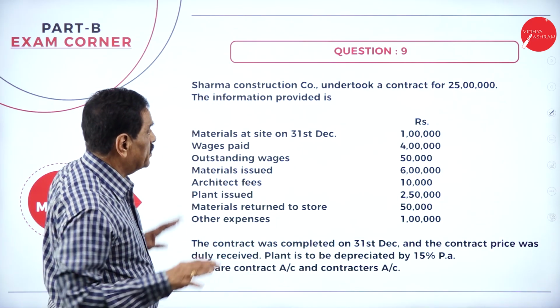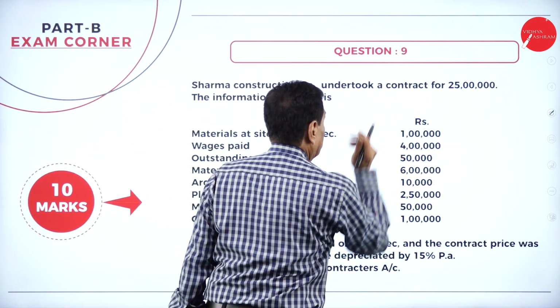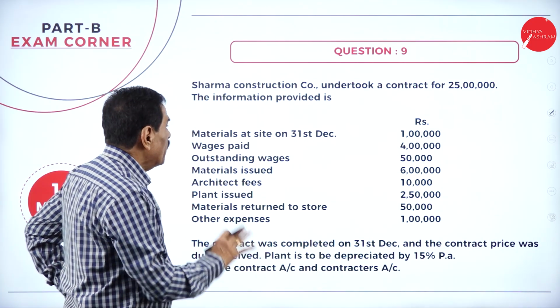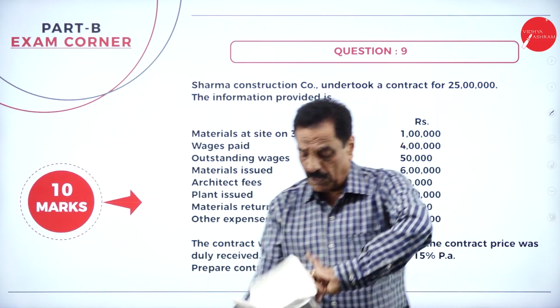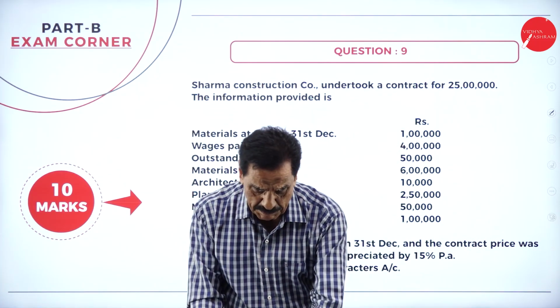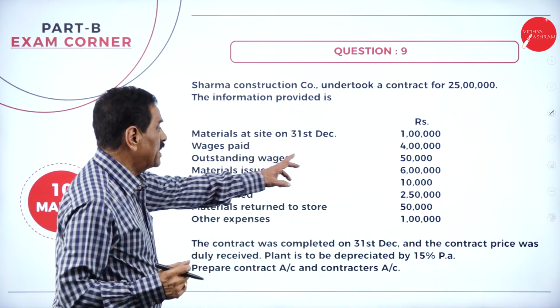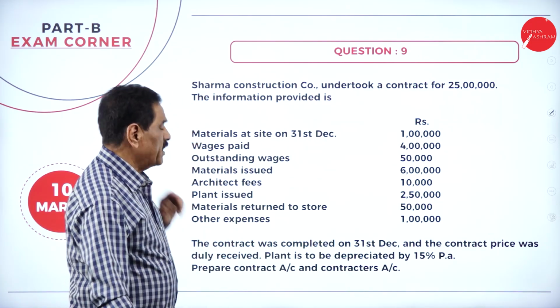So this is a construction problem. See that Sharma Construction Limited undertook a contract for rupees 25 lakh. The information is provided as follows. Then we'll go to the question paper problems one by one. I will take the question paper. Same thing is there. So one is material at site, 1 lakh. It will come on the credit side. So it's a contract account.